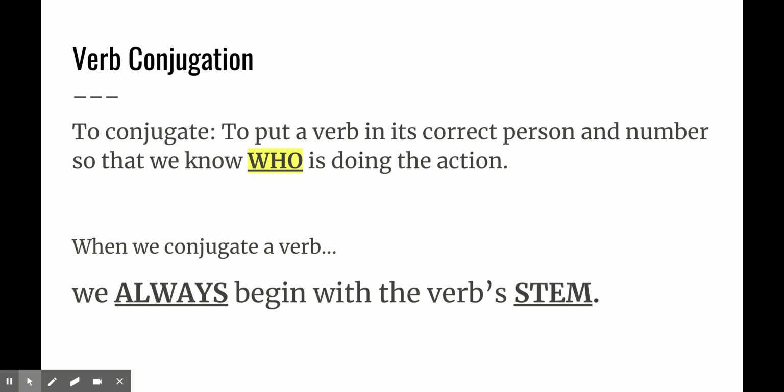Woo! Good fun. To conjugate, we must put the verb in its correct person and number so that we know who is doing the action. Remember, our verb ser means to be. I can't say yo eres, right? You are. I have to say yo soy. I am. Just like that, when we conjugate these verbs, we always look at the person who is doing the action. The thing that's going to be different with these is we're going to start with the stem. These ones are actually easier to conjugate than that verb ser, so hang tight, guys.